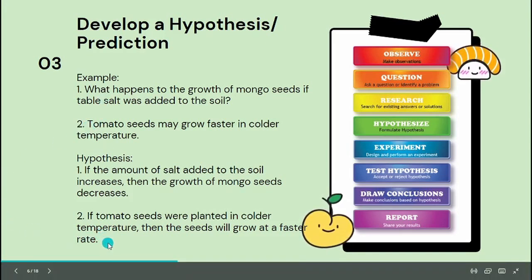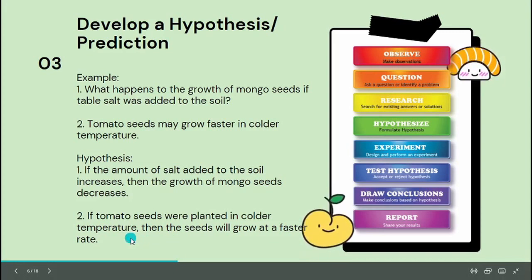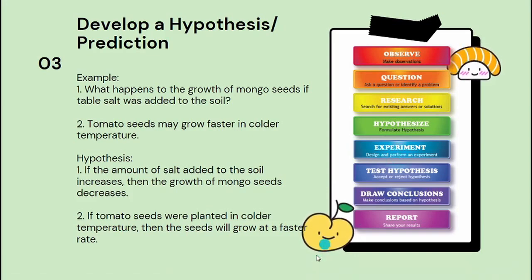And then we came up with, if tomato seeds were planted in colder temperature, then the seeds will grow at a faster rate. Do you think this is a good answer? Do you think this is the right answer? We'll never know until we test the hypothesis. So now, we are going to proceed to the experiment.